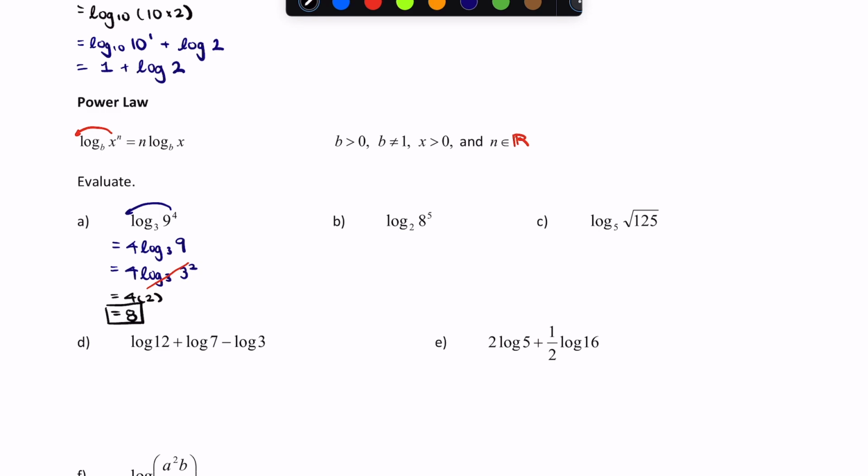In B, we have log base 2 of 8 to the power of 5. Again, we're going to bring down the 5 to give us 5 log base 2 of 8. Here we can rewrite it as 5 log base 2 of 2 to the power of 3, which will leave us with 5 times 3, which is 15.